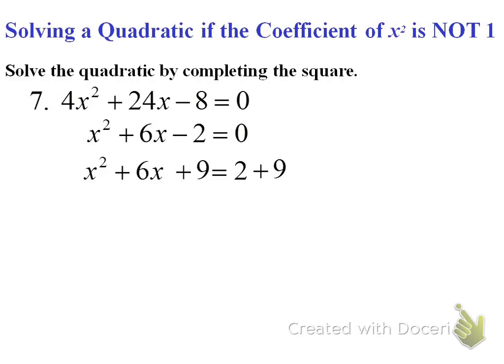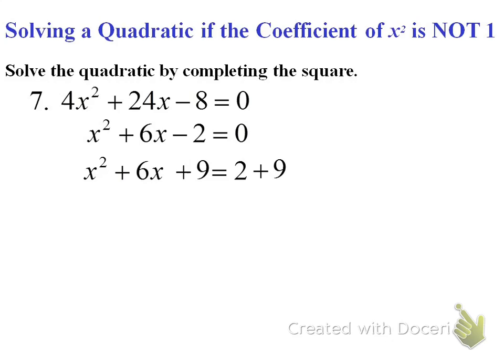Let's just recap what we've done here. So we started by dividing every term by 4 because we want a lead coefficient of 1. The next thing we did was add the 2 because we want the x squared and the x term. We divided the x term's coefficient by 2. Then we squared it to get 9. When you add 9 to the left, you add 9 to the right.